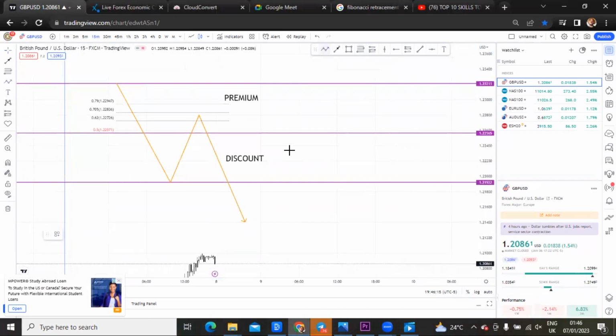Now they repeat the same process. Now it has broken this low. Remember, whenever price breaks a low, the old Fibonacci becomes useless. You have to draw a new one. Okay, so I'm drawing my new Fibonacci to calculate the next retracement.